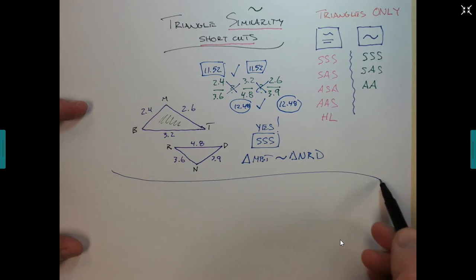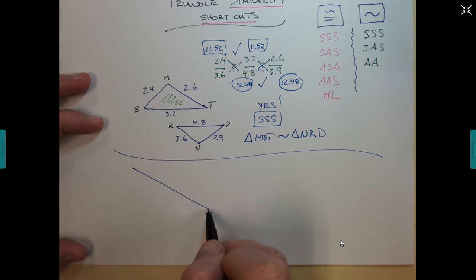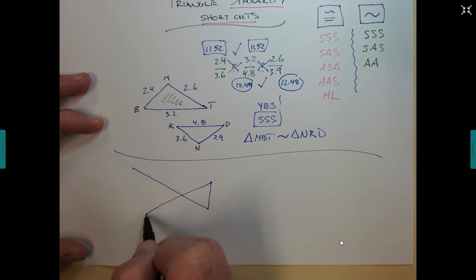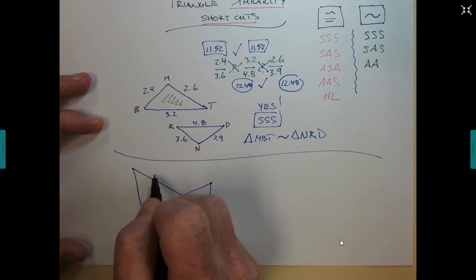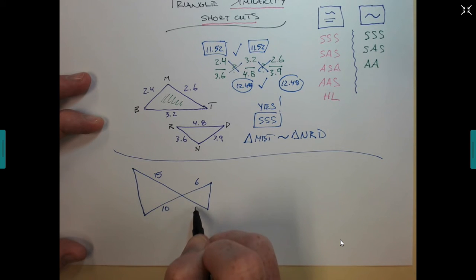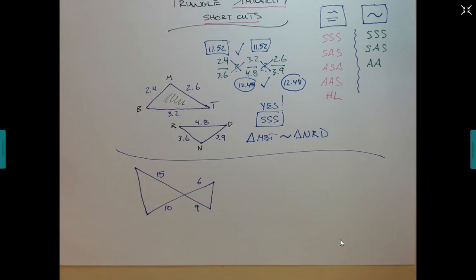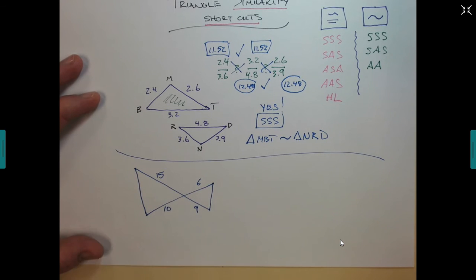Now I'm going to try and sneak in real quick another example. This would be an example of one of the other shortcuts. So if I had 15 and 10 and I had 6 and 9, if we're looking at this situation, again, we've got to play this game well. I don't have all three sides, so I'm certainly not going to go after side, side, side. But I do have two of them, and I do have a pair of vertical angles.